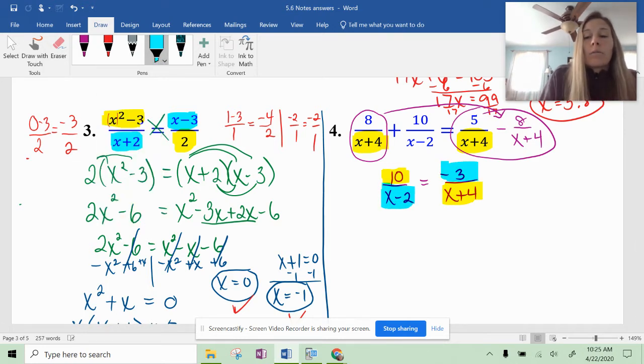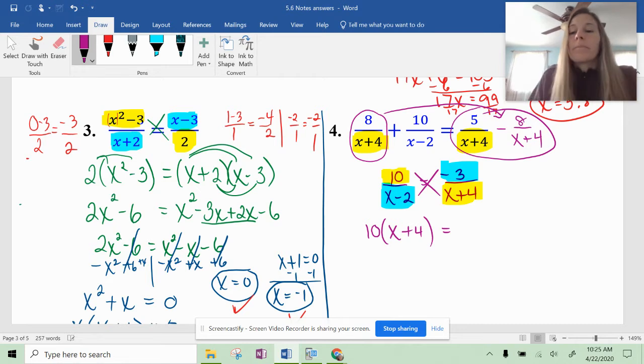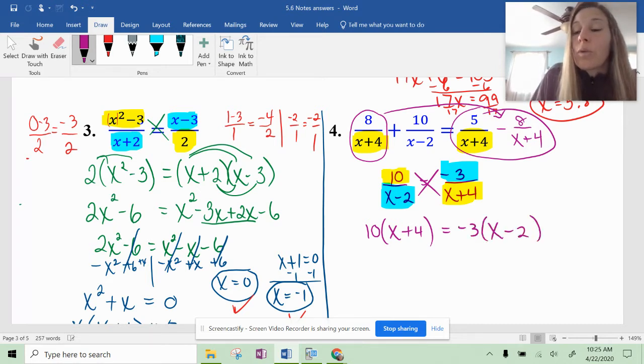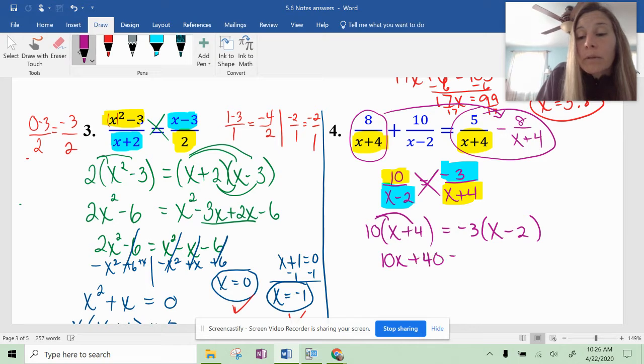And then we'll go from there, right? So when I cross multiply, I have 10 times x plus 4 on one side of my equal sign. And then I'm going to have negative 3 times x minus 2 on my other side. And then we're just going to distribute and solve. So when we distribute, 10x plus 40. And on this side, we got negative 3x plus 6.